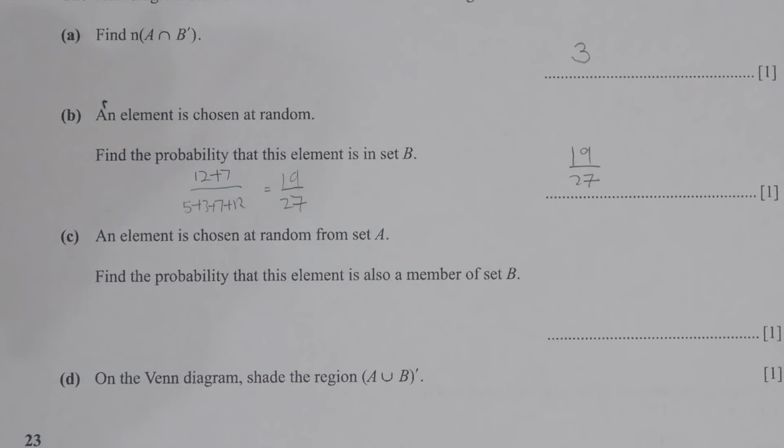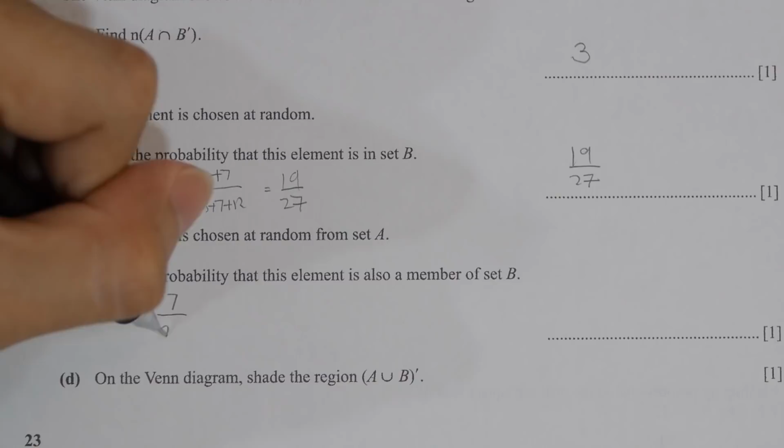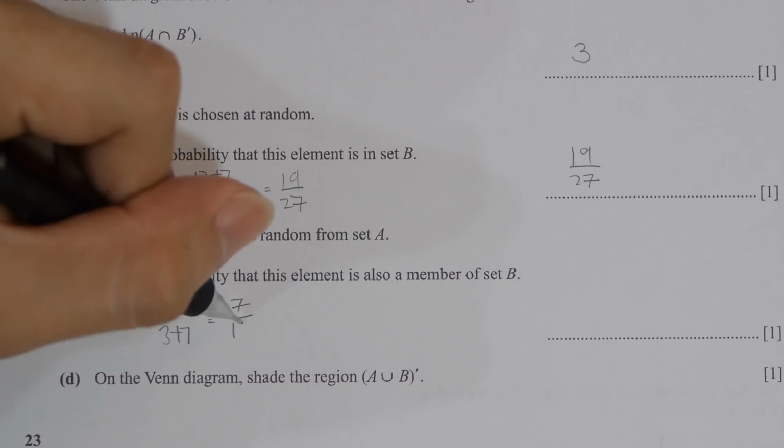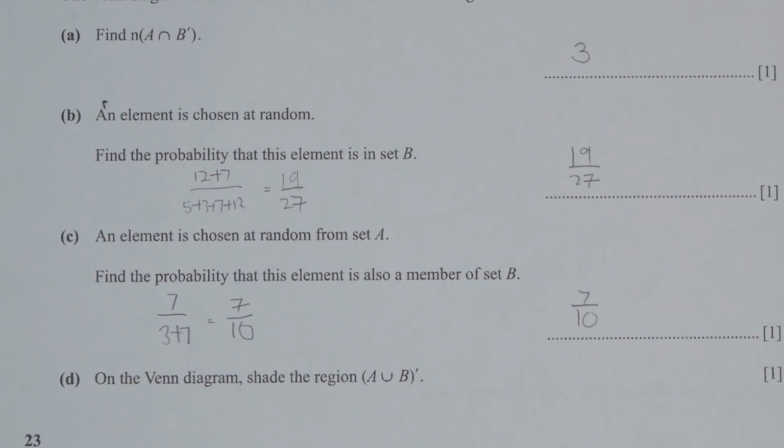And then for question C, an element was chosen from A and then is a member of set B. So 7 out of 10.